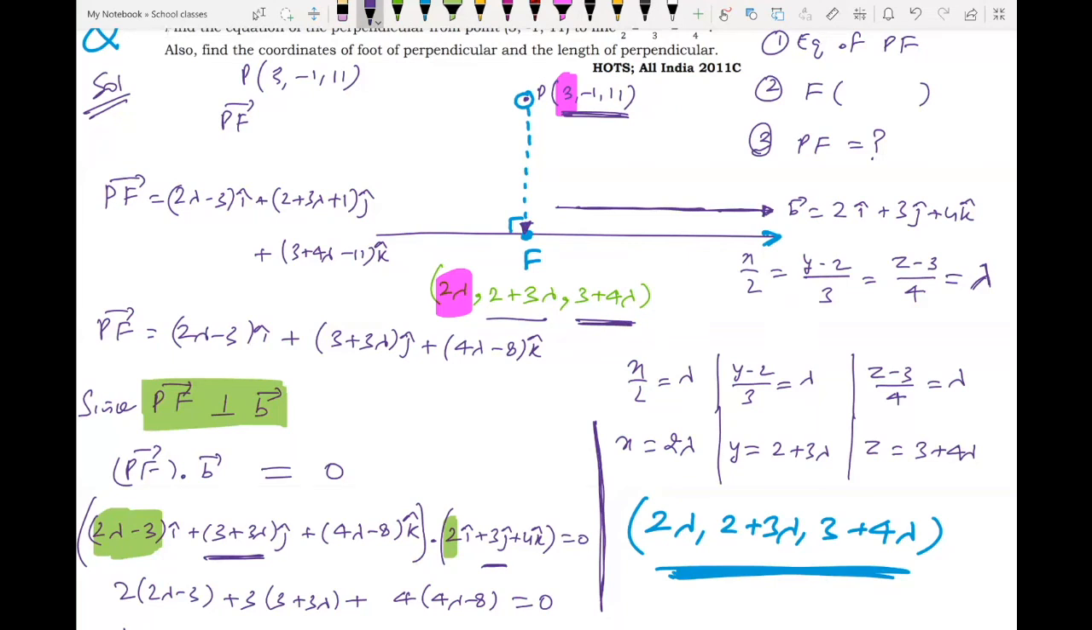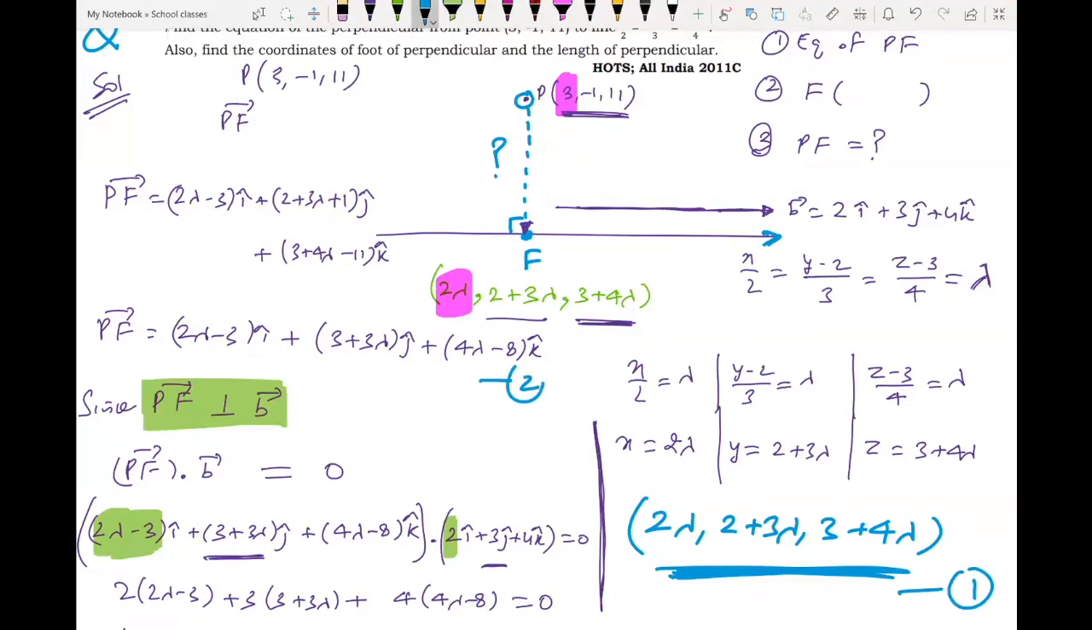Whenever we have to find a line, we need a point. This is the point, and we need a vector to which it is parallel. So we can say it is parallel to the PF vector. That means first of all we need the PF vector. Okay, we need the PF vector.